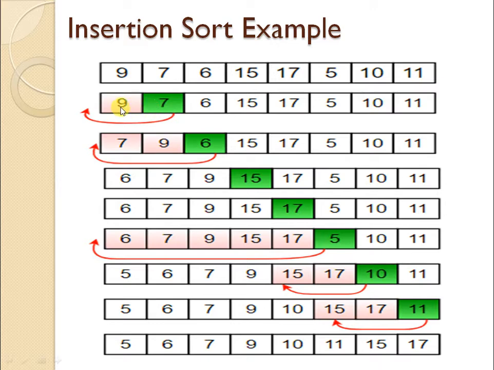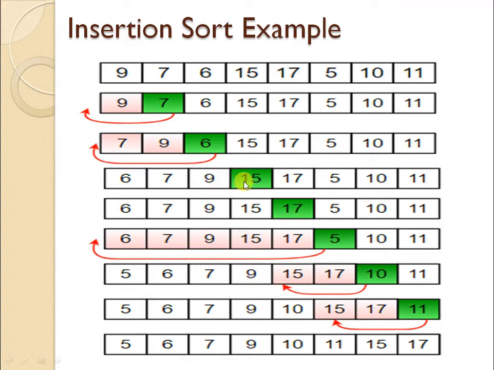Now this 7 and 9 are properly sorted. Now we take 6. 6 is compared with 9, 6 is smaller, so it will be changed. And then 6 is compared with 7, it is also smaller. So 6 will move before 7. Now your sorted list becomes 6, 7 and 9.